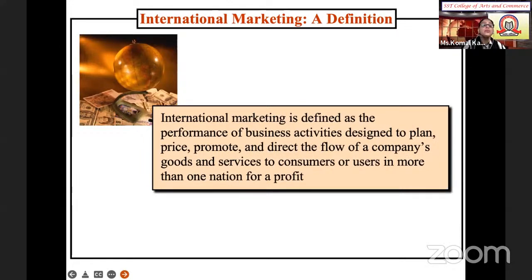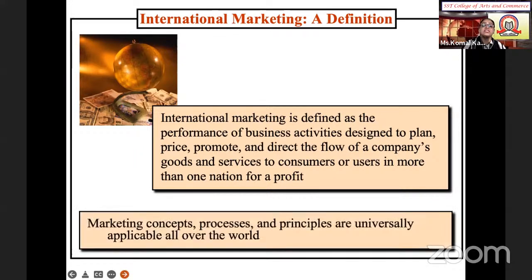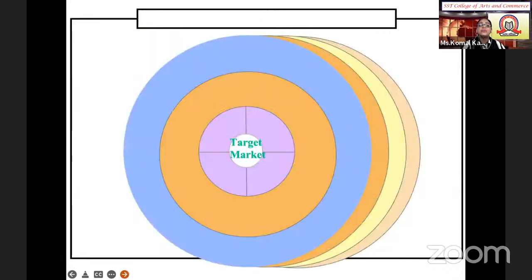Now let us go through what exactly international marketing is. Let's have a definition. International marketing is defined as the performance of business activities designed to plan, price, promote, and direct the flow of a company's goods and services to consumers or users in more than one nation, simply for the purpose of profit. Marketing concepts, processes, and principles are universally applicable and acceptable all over the world.